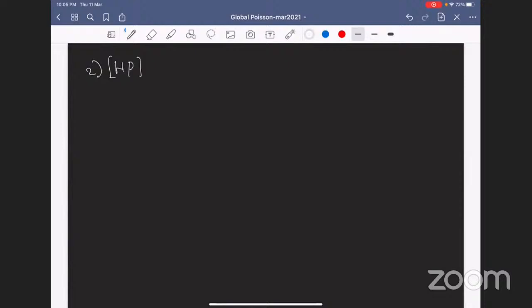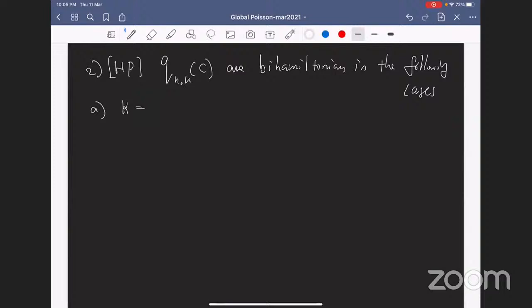Okay. So the second application of our result is on the existence of bihamiltonian structures. Let me state the result first. So Q_{n,k} is bihamiltonian in the following cases. Case A: if k equals one. Remember, k is the rank of the bundle. When the rank of the bundle is one, n can still be big, so this can be a projective space of arbitrary dimension. If k equals one, this is bihamiltonian.